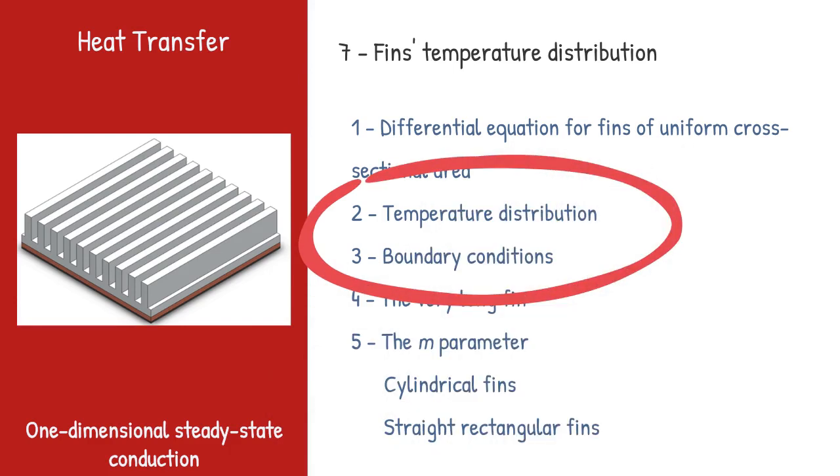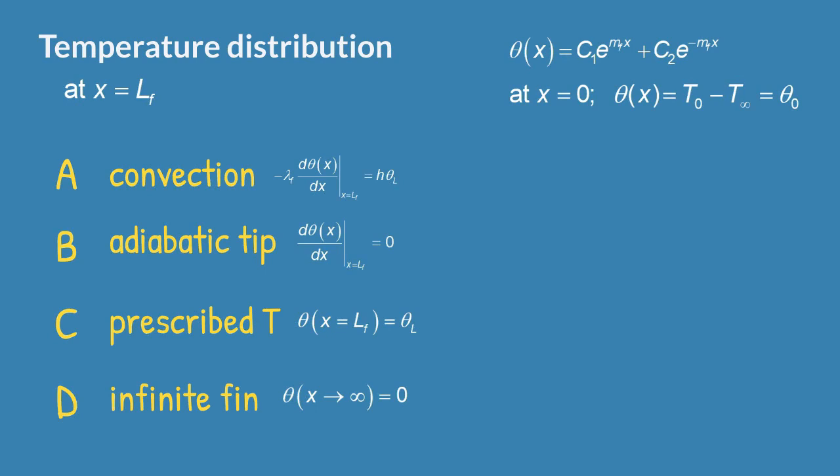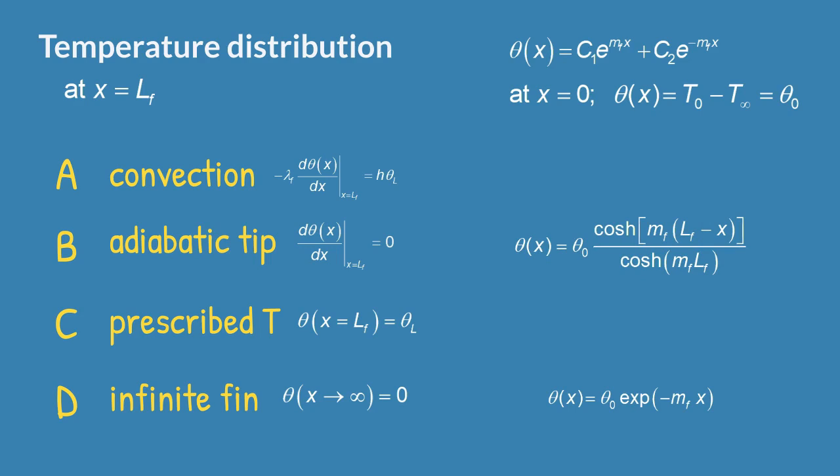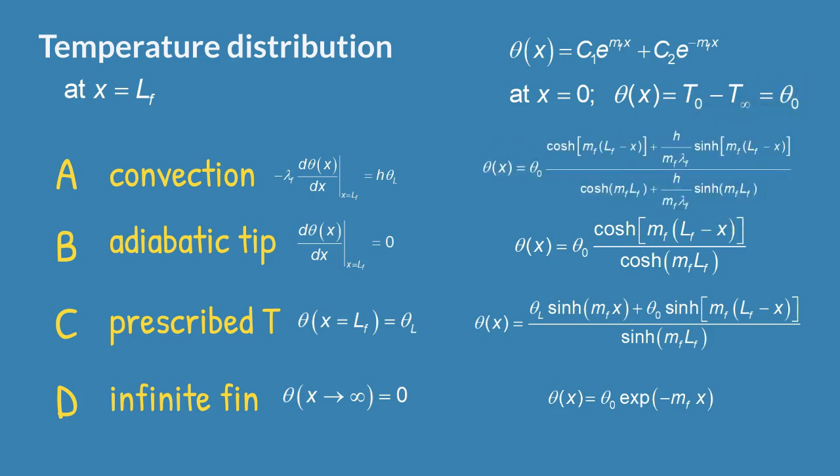Finally, let's see what are the solutions for the temperature distribution for the 4 boundary conditions. In this video, we have found the temperature distribution for the infinite fin, which is the easiest mathematically. For the adiabatic tip fin, the temperature profile depends on the product of m times LF. For a fin with prescribed temperature in the tip, the temperature profile depends also on theta L. The more complex expression is the one for the fin with convection in the tip.